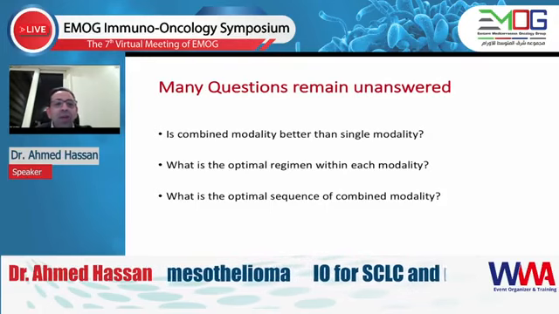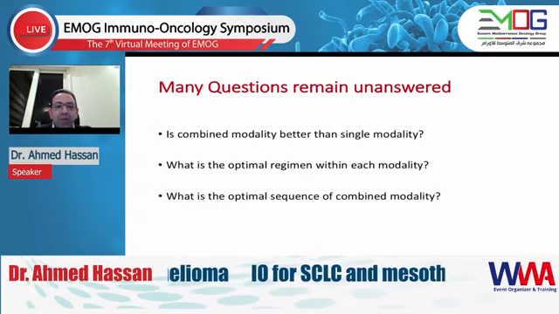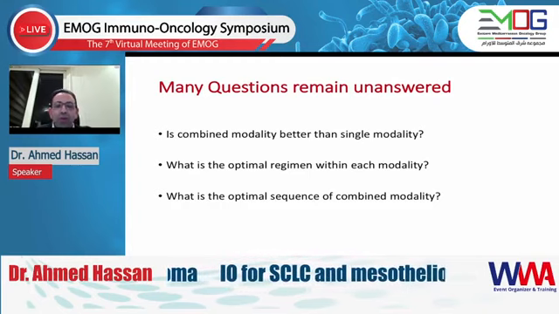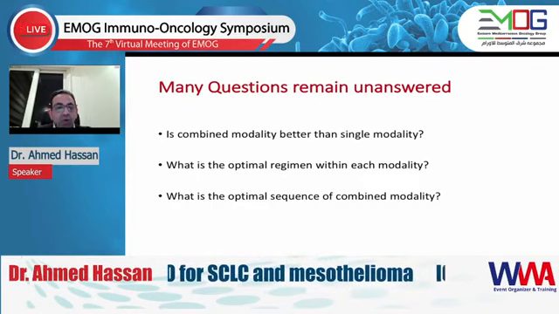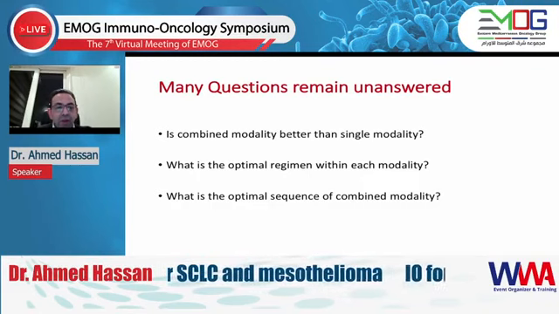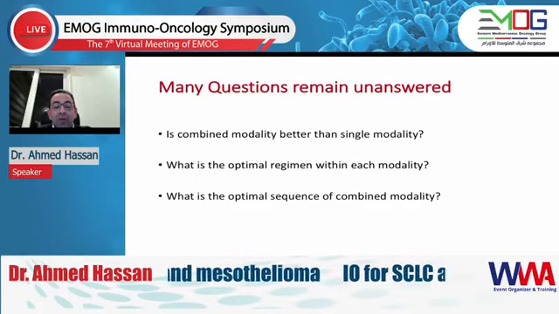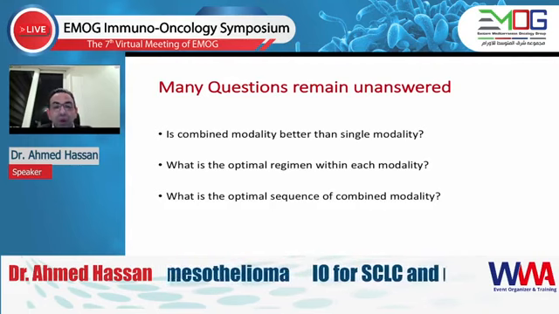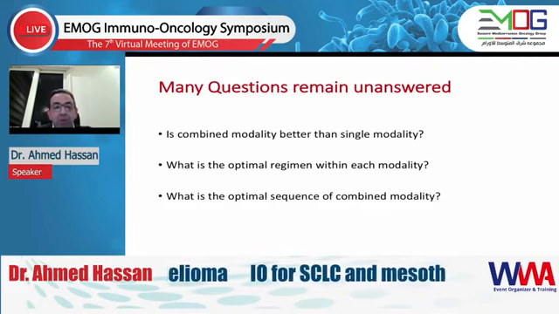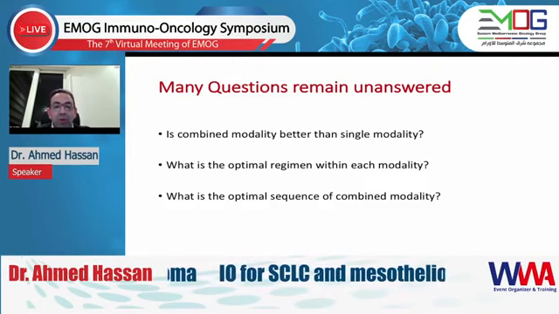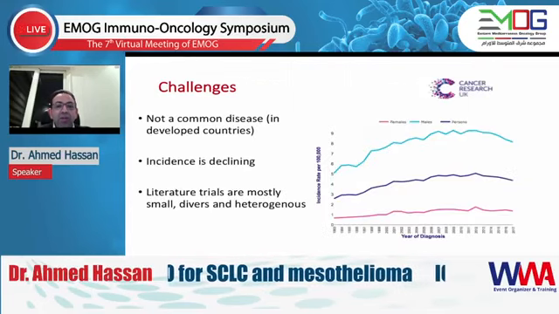So in mesothelioma, many questions remain unanswered. Shall we use chemotherapy, or chemotherapy and radiotherapy, or tri-modality, surgery, chemo and radio, or bi-modality? We're not sure. We don't have good evidence on the best sequence of treatment. We don't have good evidence on the best regimens to use, the best surgical approach, or the best radiotherapy protocol. So there's very little well-conducted data in this tumor setting.